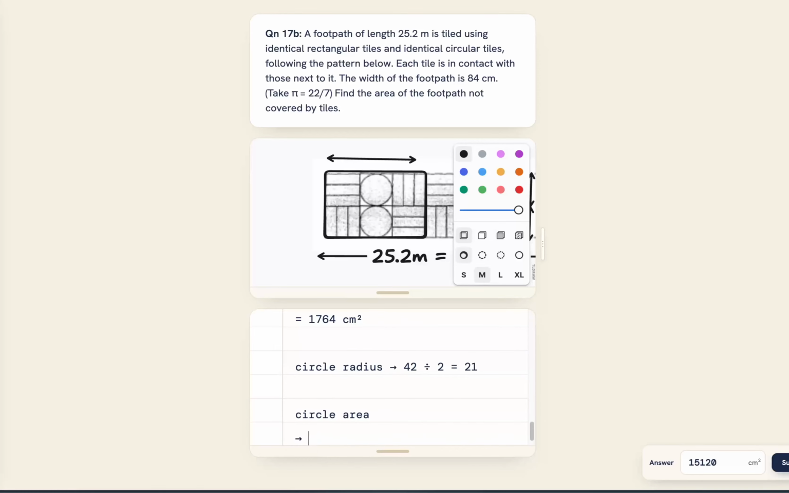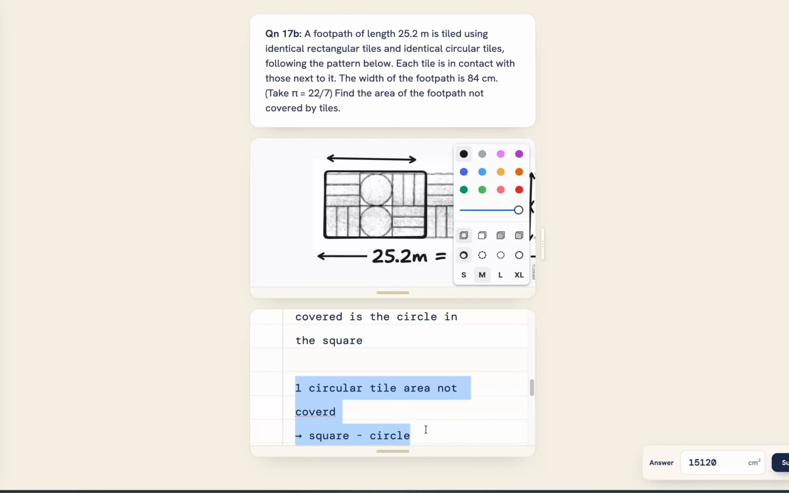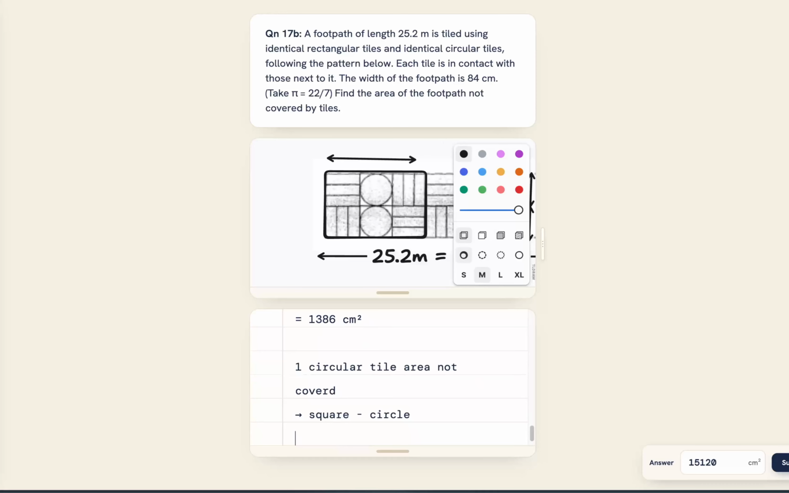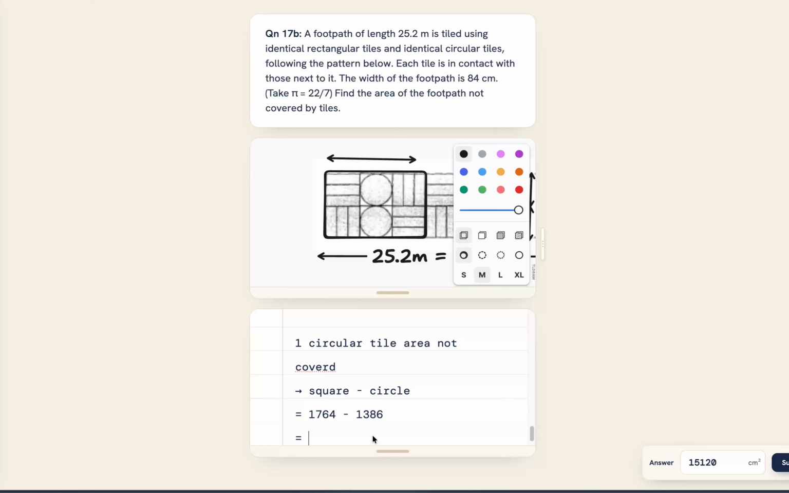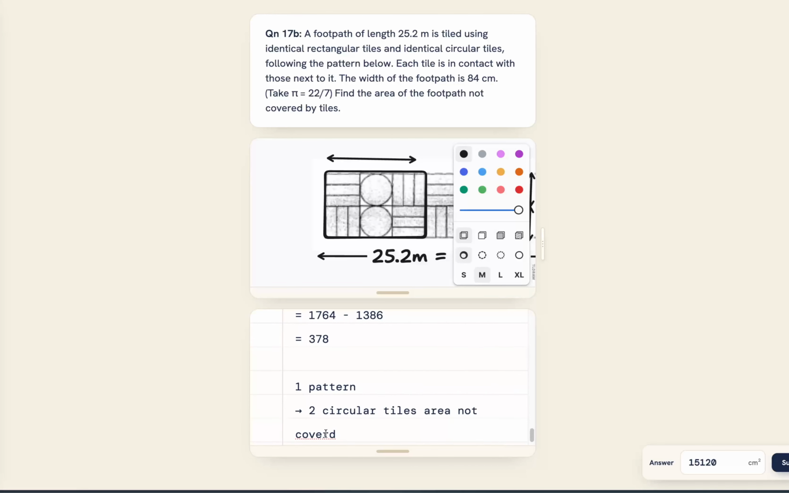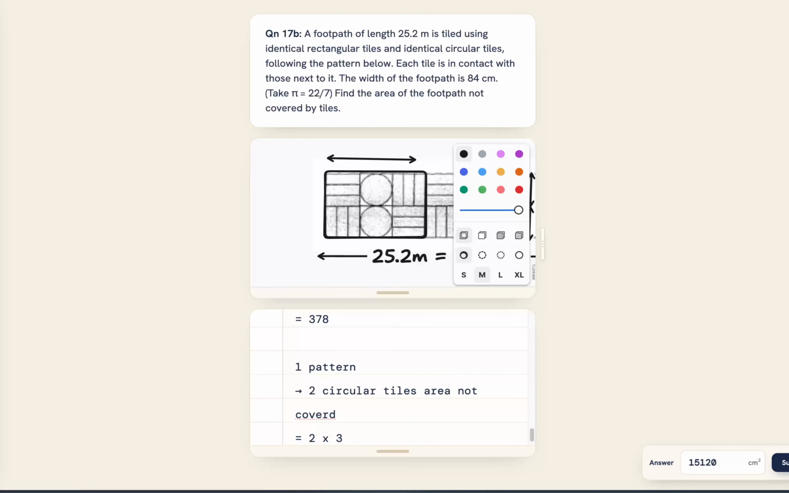Circle area is equal to pi times radius squared, which in this case is 22 over 7 times 21 times 21, and this will be equal to 1386 centimeters square. Therefore, the area not covered for one circular tile is equal to the square area 1764 minus the circle 1386, which is 378. One pattern has two circular tiles that are not covered, so that is 2 times 378, which is equal to 756.